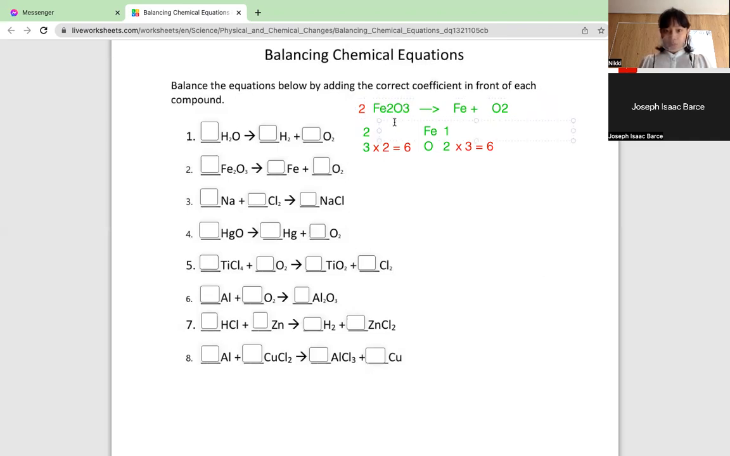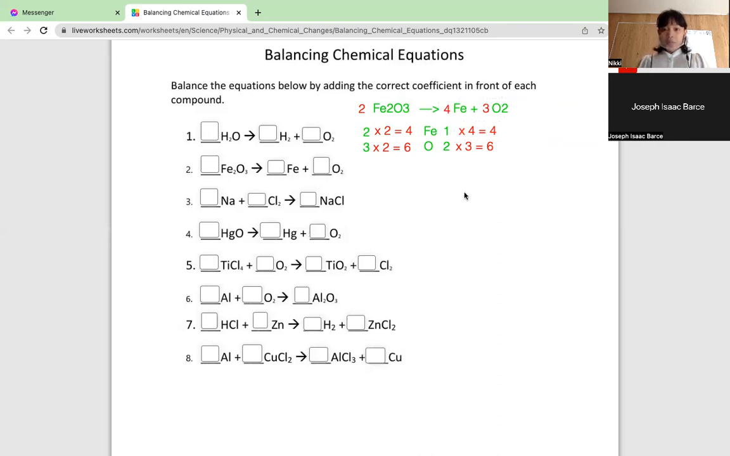So kailangan ko rin to i-multiply sa 2 times 2. So magkakaroon ka ng, that will be 4. Tapos itong oxygen times 3. 'Di ba? So ngayon, balance na yung oxygen. Yung iron na lang ang hindi balanced. So para maging 4 yung iron, kailangan ko rin siya i-multiply kay 4 to make that 4. So I will have 4 na iron.